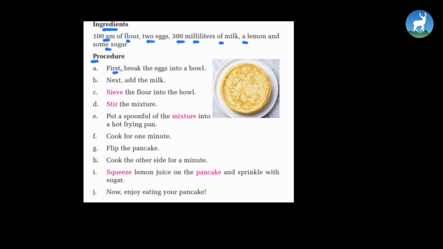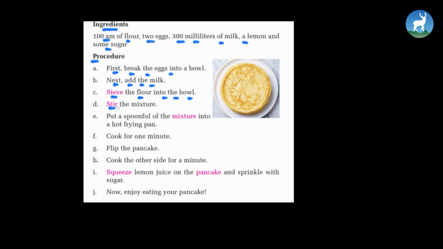Procedure number A. First, break the eggs into a bowl. Next, add the milk. Sieve the flour into the bowl. Sieving means separating any impurities using a device. The device somewhat looks like a net. I'm sure you have it at your home as well for sieving the flour, right?